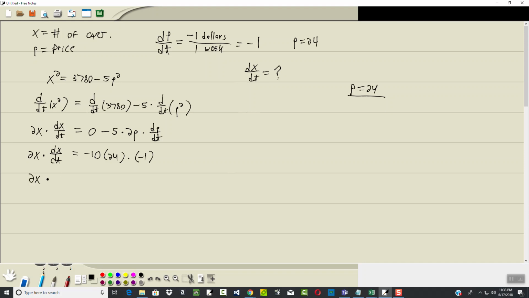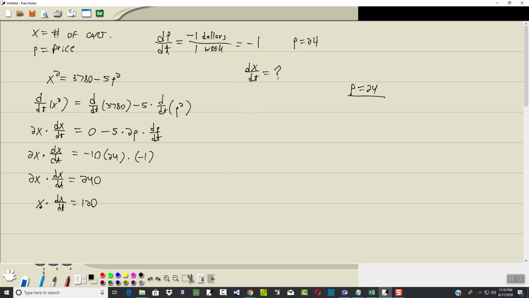So we got 2x dx/dt. Negative times positive times the negative is positive. 10 times 24 is 240, times 1 is 240. If I divide both sides by 2, I get x times dx/dt equals 120.